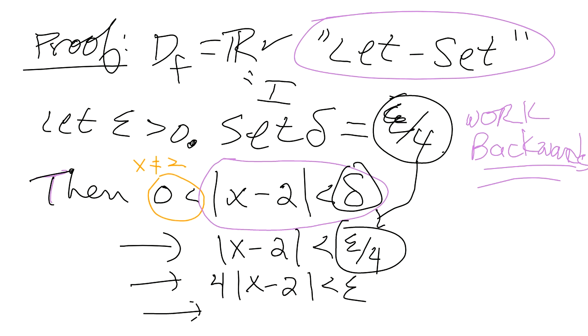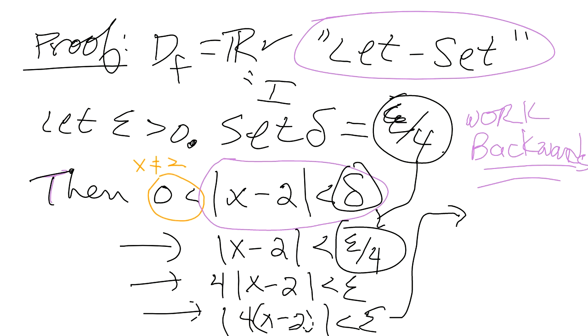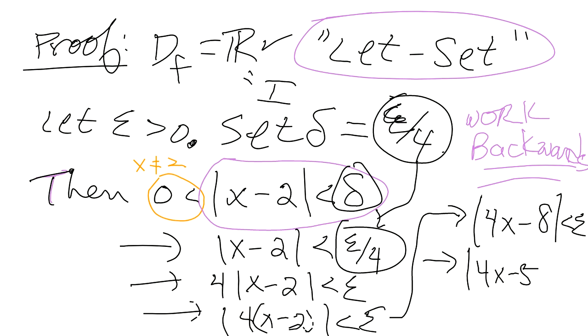And this implies the absolute value of 4 times the quantity x minus 2 is less than epsilon, which implies, I'd be going down the screen, but I'm running out of room here. So this implies the absolute value of 4x minus 8 is less than epsilon, and this implies that the absolute value of 4x minus 5 and then minus 3 is less than epsilon. And this, going back to notes, this is f of x here. This is my L, right?